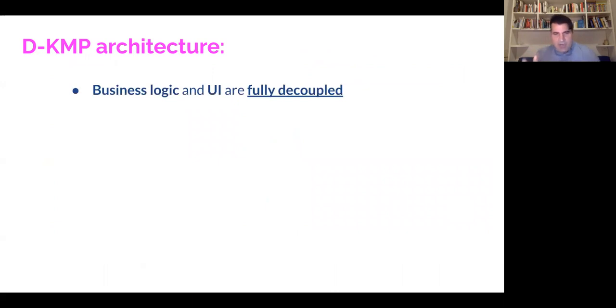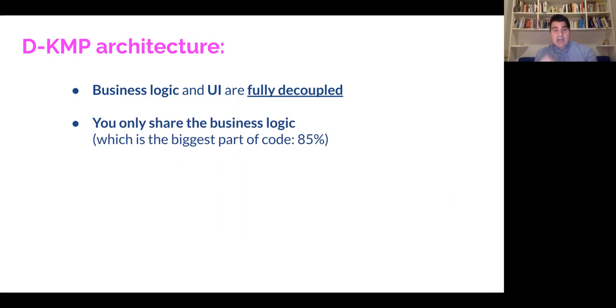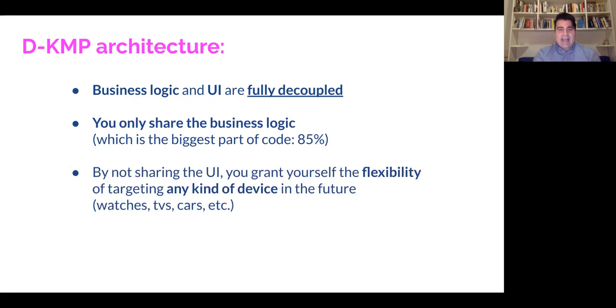In our D-KMP architecture, the business logic and the UI are fully decoupled. They're completely distinct domains, which are still able to interact very easily with each other. You only share the business logic, but that's the biggest part. And we have proved it: we've already developed 2 apps with this architecture, and we were able to have 85% of shared code. By not sharing the UI, and this is a very important point, you grant yourself the flexibility of targeting any kind of device.